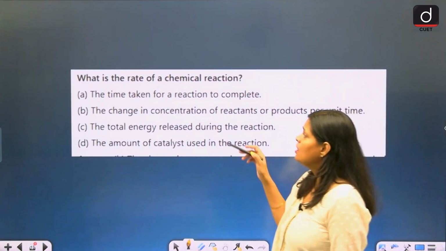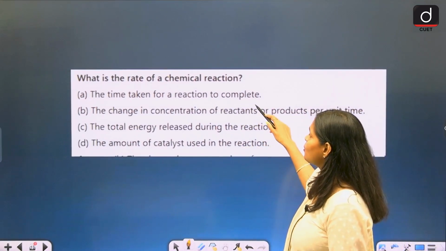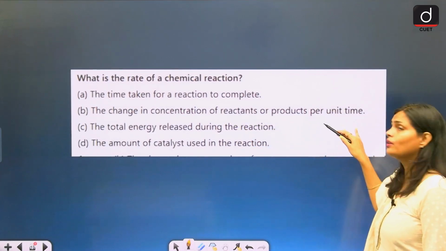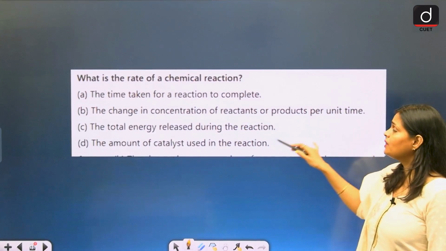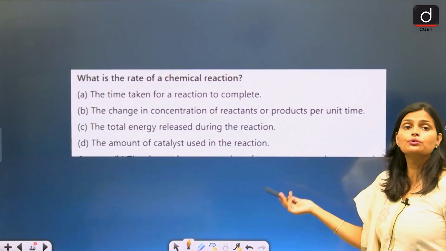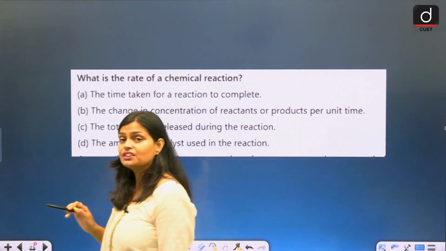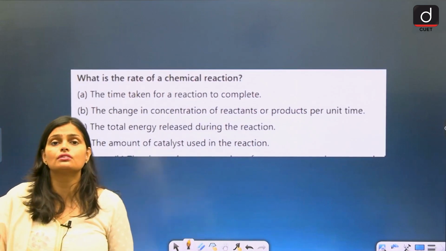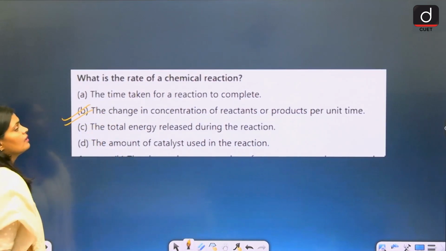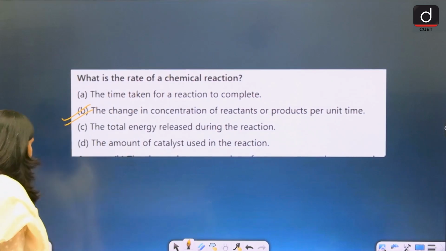See, the rate of a chemical reaction is the time taken for a reaction to complete, the change in concentration of reactant or product per unit time, the total energy released during the reaction, or the amount of catalyst used in the reaction. So see, I always told you, the rate of reaction is what? The change in concentration of reactant and product. Okay, so here option B will be the correct one, change in concentration of reactant and product.